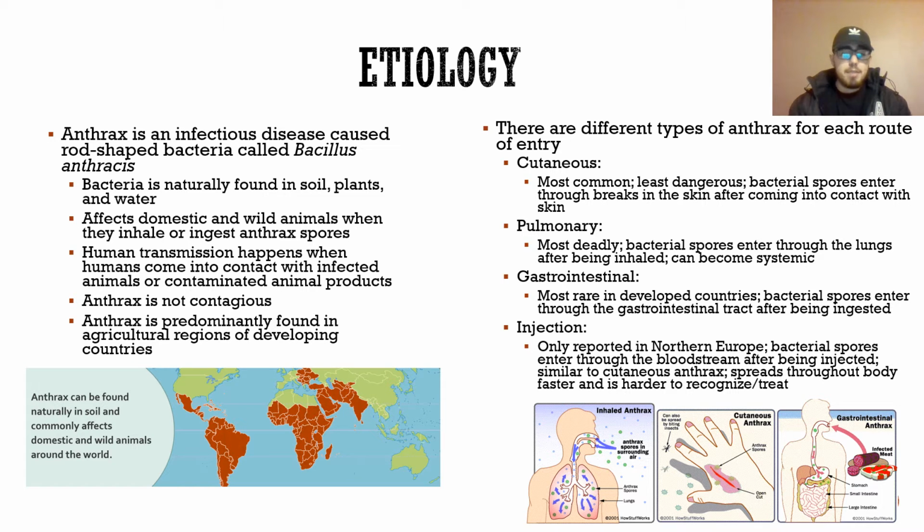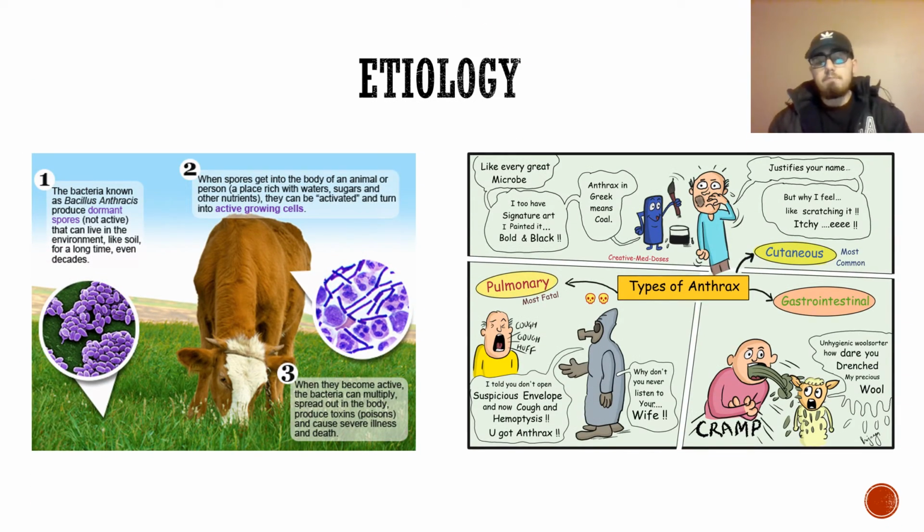As you can see, I have some pictures of the places where you can find anthrax. Also, I have pictures of inhalational anthrax, cutaneous anthrax, and gastrointestinal anthrax. These are just two pictures for etiology, basically a summarization of everything I explained. With the cow picture, it's the bacteria being found in the soil. The cow is ingesting the plants, which is how it gets into their bodies, and then the bacteria becomes active and starts multiplying and going through the whole process. The other one is just a funny picture of all the different types for humans.